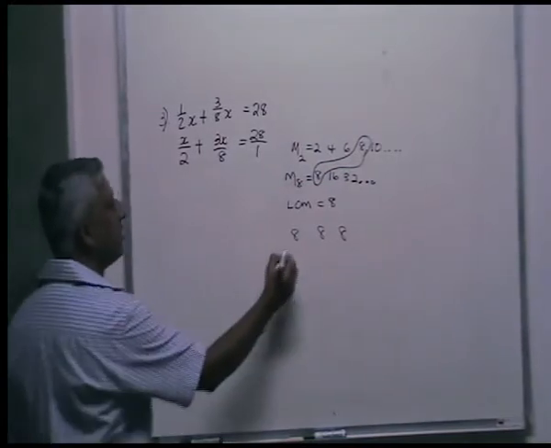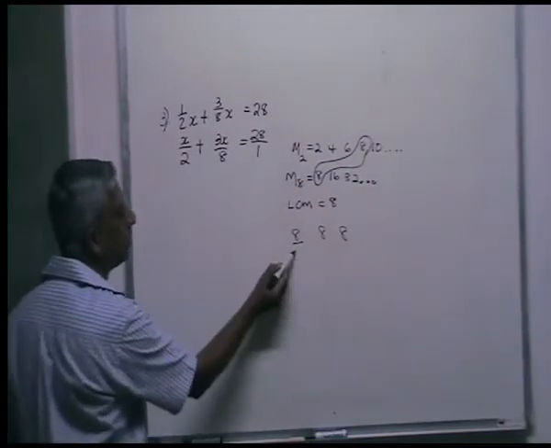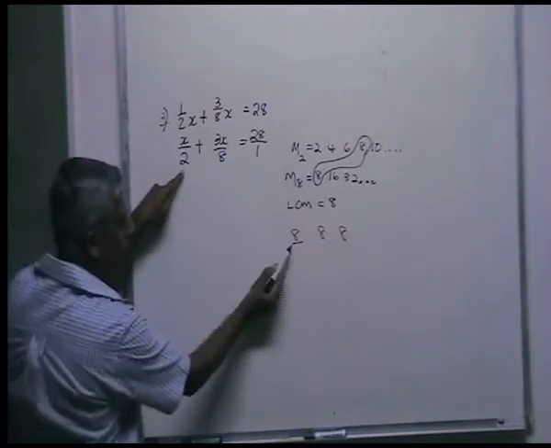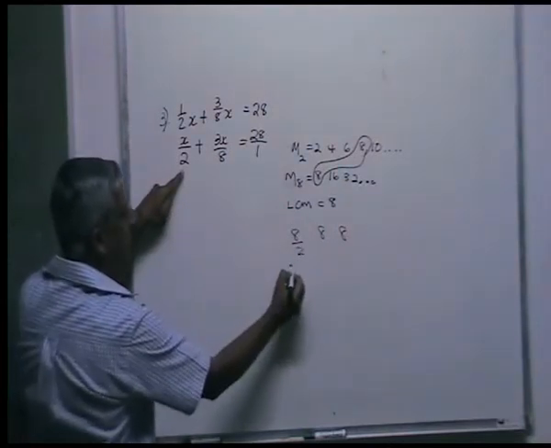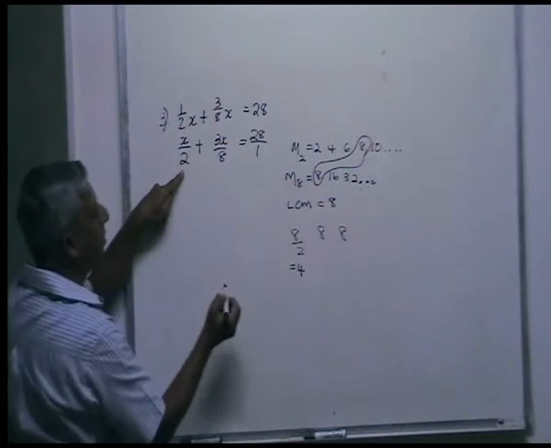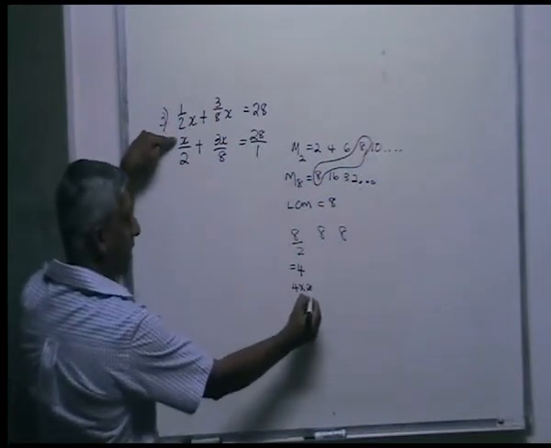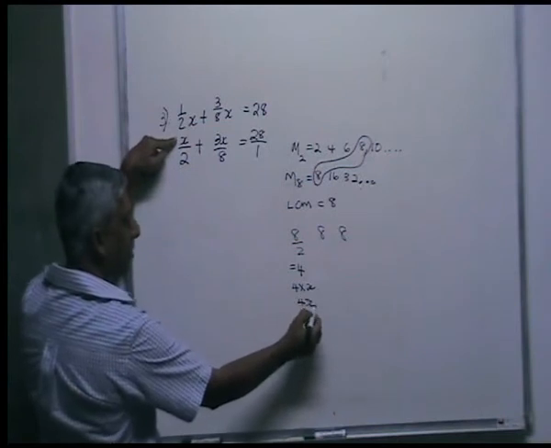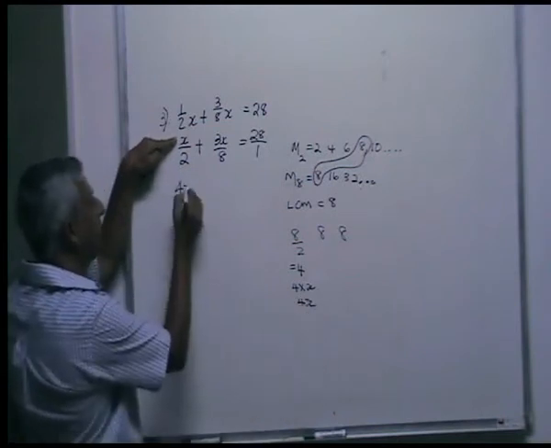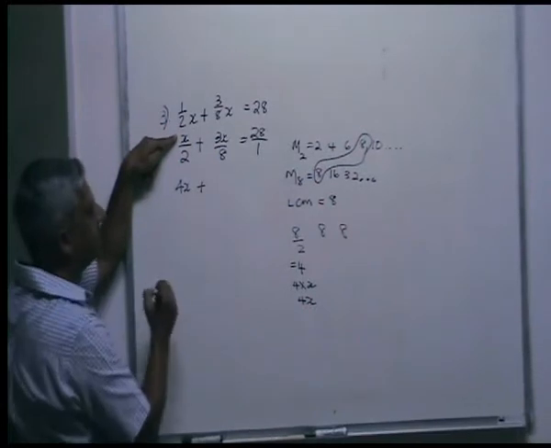So the first time you'll divide 8 by 2. If you divide 8 by 2, you get 4. And then it's 4 times the number on top, 4 times x, which gives you 4x. So you write your 4x here. Plus.